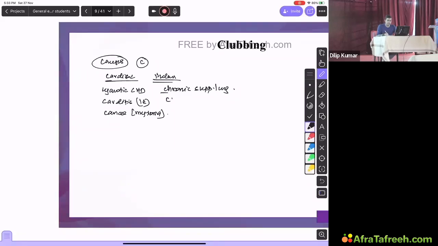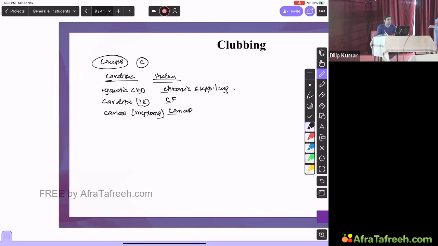Or if you want, you can write cystic fibrosis as a separate C also. But why does cystic fibrosis cause clubbing? Because it produces bronchiectasis. Cystic fibrosis is a very important cause of bronchiectasis. Then, of course, cancer. Two cancers can cause it, both bronchogenic cancer as well as mesothelioma. Both can result in clubbing. So C stands for cancers.